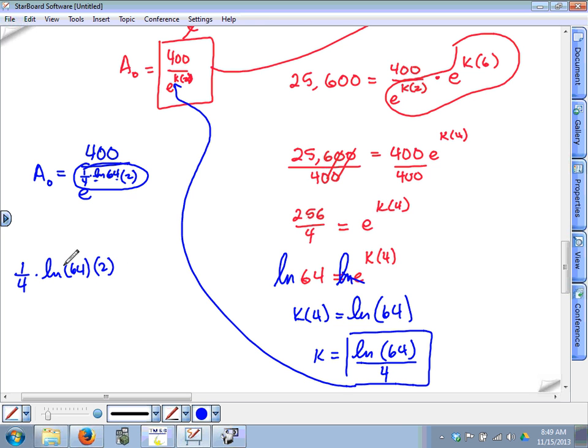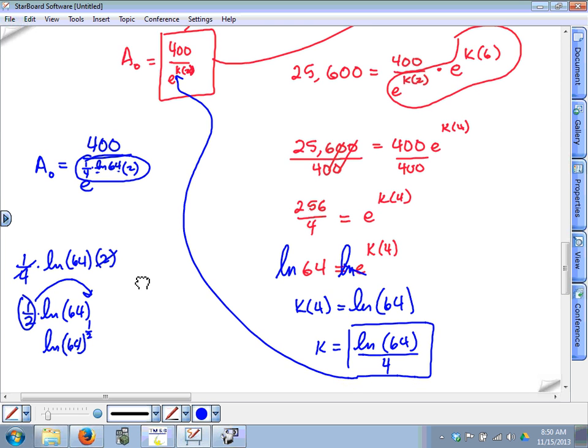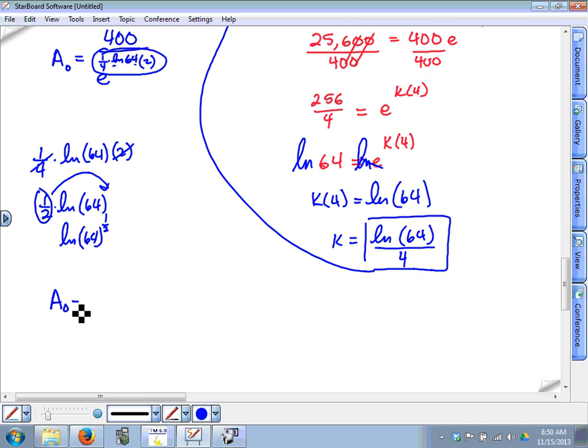Before we start moving this number up, what about 2 times 1/4? Don't those simplify a little bit? So now we have 1/2 times the natural log of 64. And then somebody over there was mentioning what we could do with this 1/2. You put it back up as an exponent. So now we have the natural log of 64 to the 1/2. So let's rewrite a sub 0. A sub 0 now is equal to 400 over e to the natural log of 64 to the 1/2.